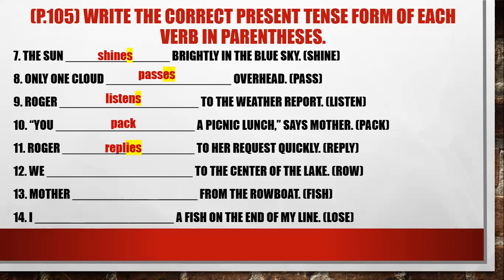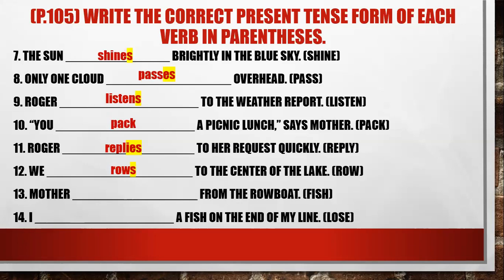We change the Y to I and add ES, okay? Number 12, we blank to the center of the lake, and our verb is row. We look at the subject, and we're talking about we, so we know that this is a plural subject. We're talking about more than one person. And we know that when the subject is plural, the verb is going to stay in its base form.